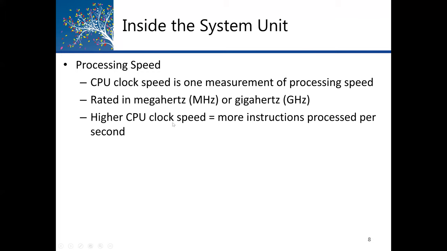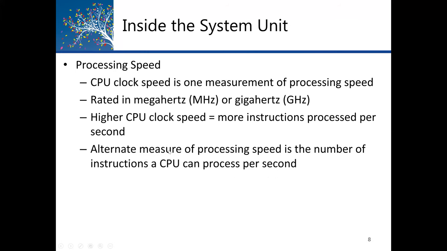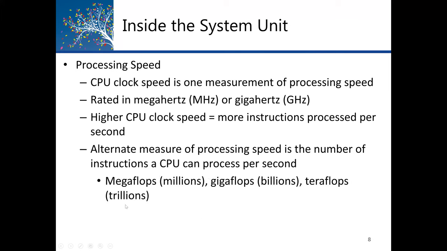Hertz stands for one cycle per second. Also, an alternate measure of processing speed is the number of instructions a CPU can process per second. It depends on the number of instructions that it can perform per second. For example, we have megaflops, which is in millions, gigaflops in billions, or teraflops in trillions.